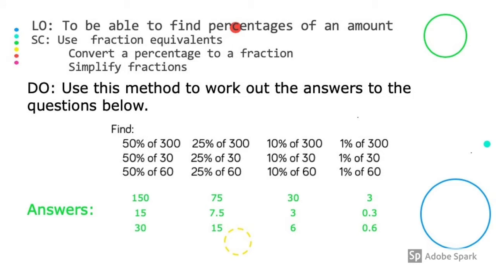Nice and simple, right? 50% of 300 is 150, 50% of 30 is 15, 50% of 60 is 30. 25% of 300 is 75, 25% of 30 is 7.5, and 25% of 60 is 15. 10% of 300 is 30, 10% of 30 is 3, and 10% of 60 is 6. And finally, 1% of 300 is 3, 1% of 30 is 0.3, and 1% of 60 is 0.6.